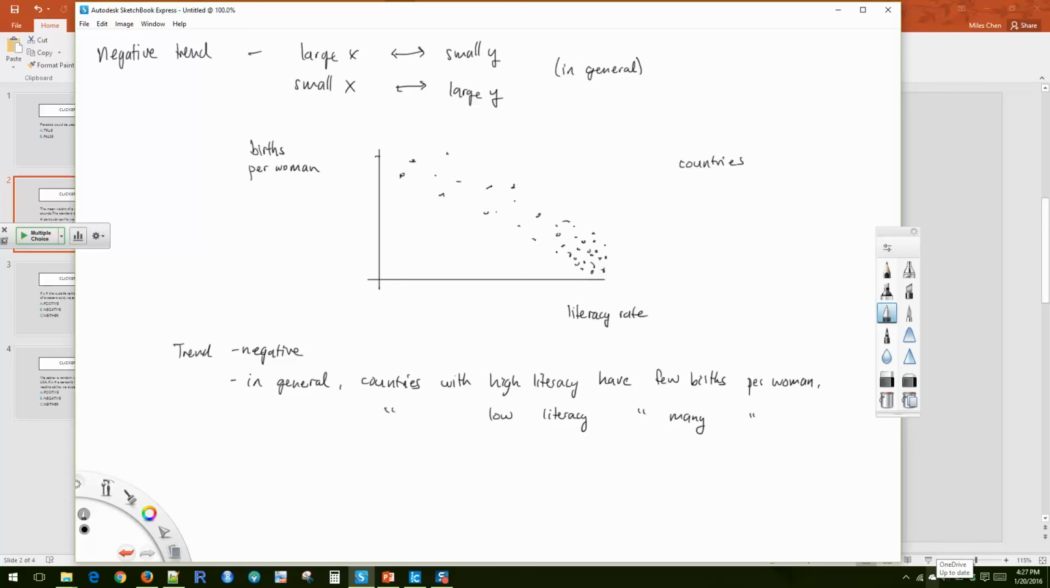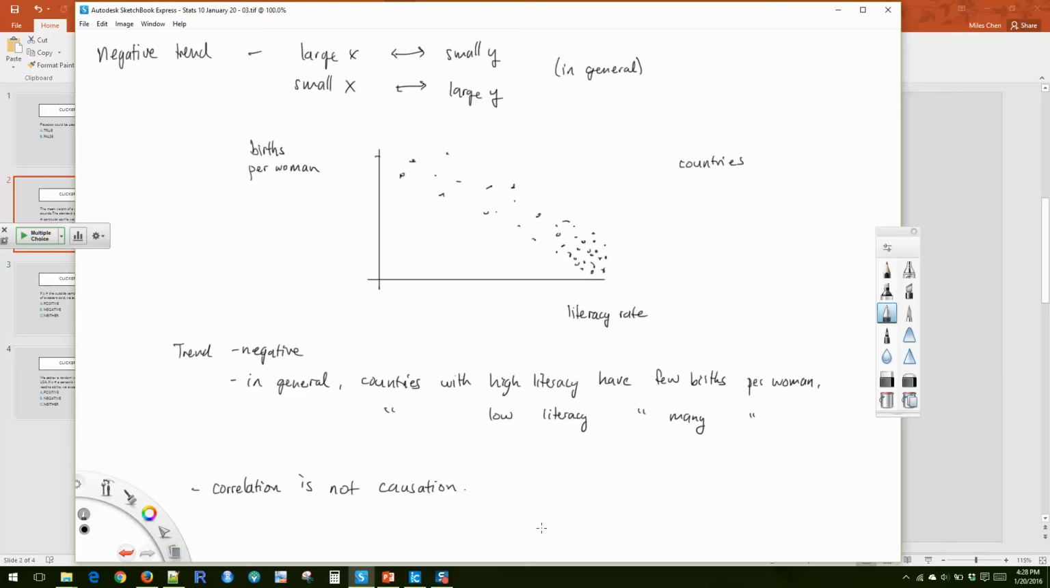We'll talk about this, but I think it's clear, and it's important to say, that with a correlation or a relationship, correlation is not causation. You cannot say that when a woman learns how to read, she doesn't want children anymore. It doesn't work that way. You cannot say that if you increase the literacy in a country, that is going to decrease the number of births per woman.